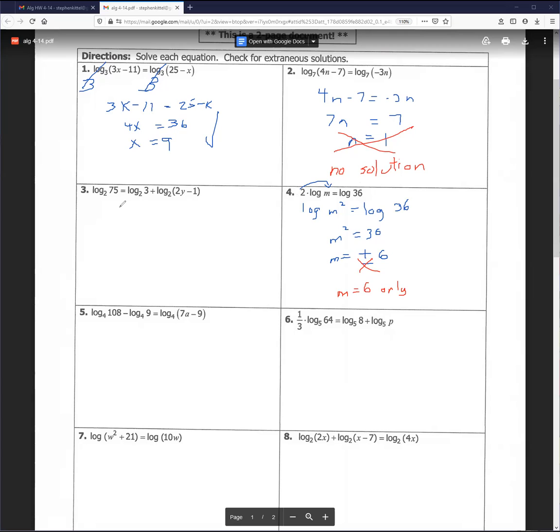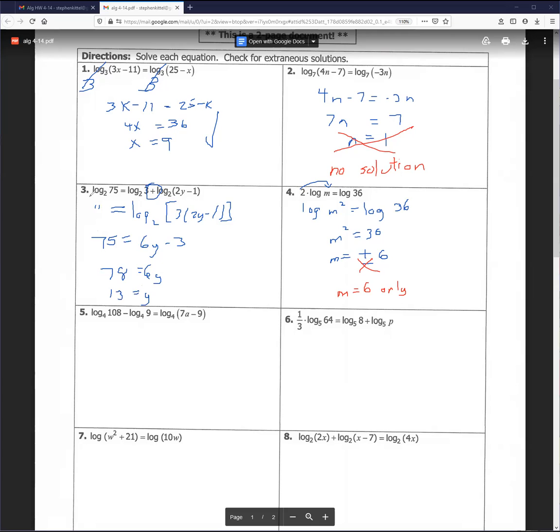All right, for number 3, we're going to do the same thing as before, but we've got to do one step first. Just like in number 4, I used a log property. We're going to use a log property right here, and we're going to say this is log base 2 of 3 times 2y minus 1. That's just using the product property. All right, and then we do 2 to the power of each side. We get 75 is equal to the inside of this, which I'm going to distribute while I'm at it, 6y minus 3. So 6y equals 78, y equals 13.